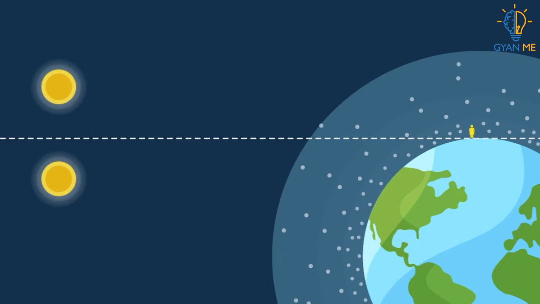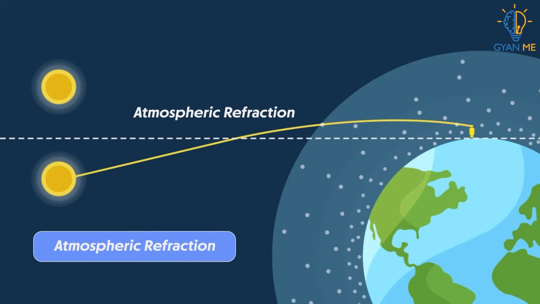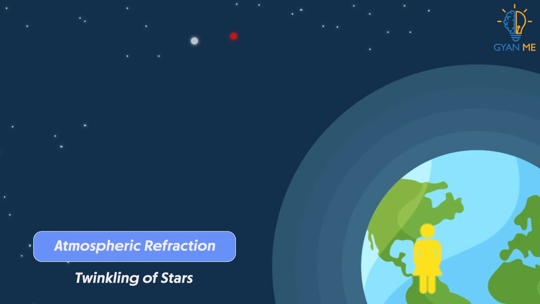Also, the physical condition of the refracting medium, that is atmospheric air, is not steady. So the sunlight reaching the surface of the Earth constantly bends like this. This phenomenon is known as atmospheric refraction, or the refraction of light by the Earth's atmosphere. Due to this, phenomena like the twinkling of stars, early sunrise and delayed sunset occur. So let's see the twinkling of stars first.